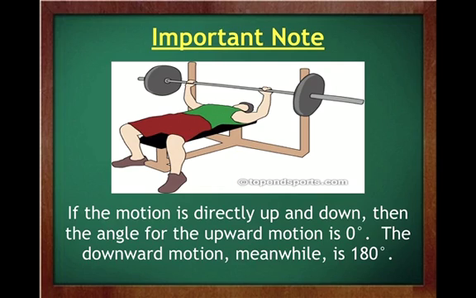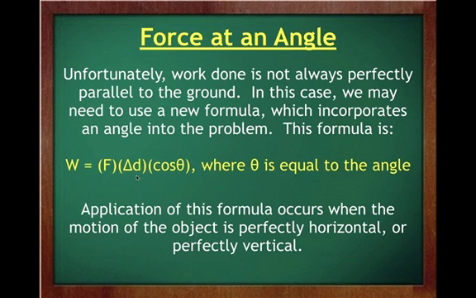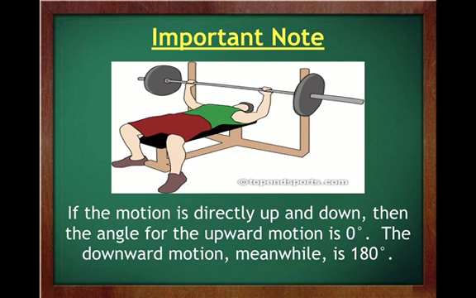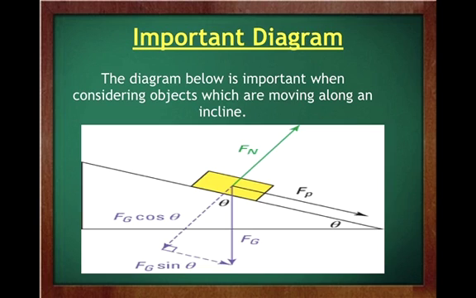Now if your motion is just straight up and down, then using that work formula, force times displacement times cos theta, if you're going straight up, that angle is considered 0 degrees, and if you're going straight down, that angle is considered 180 degrees. Cos of 0 is a positive 1, meaning the work done will be positive going in the upwards direction, whereas cos of 180 degrees is equal to negative 1, so it would be the same value but done in the negative direction.